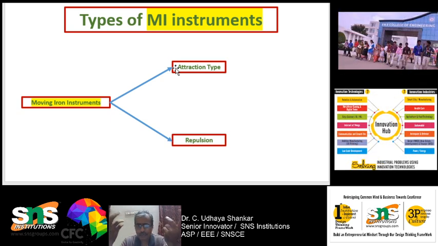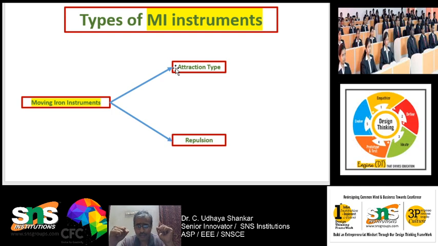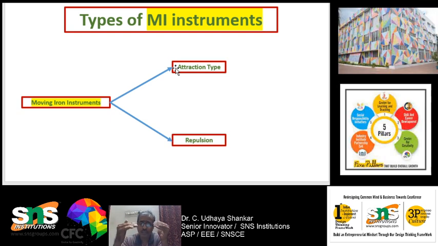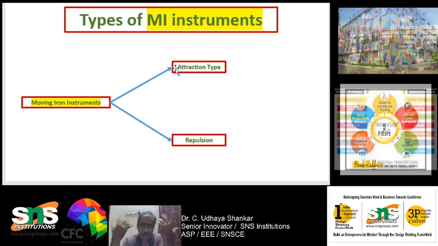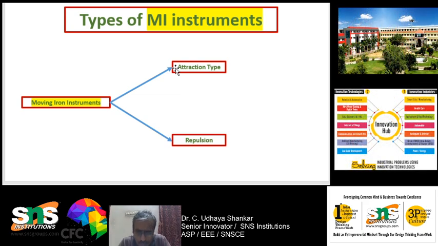This is the main thing which makes these moving iron instruments a larger percentage of the instruments when compared to MC. MI instruments are very less costly when compared to MC, and they also give a reasonable accuracy when compared to MC. Now we will move on with the attraction type.